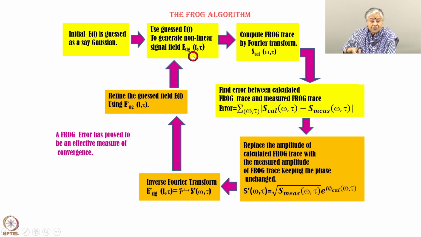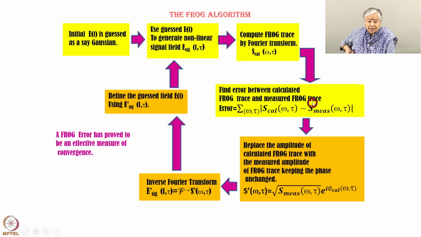I had started off with E signal t tau. Now, I have a new signal E dash t tau. I go back again into the loop of the algorithm, and again I do a calculation of the frog trace. Means if I take the Fourier transform here, I will get S calculated again. This is a new set of data.